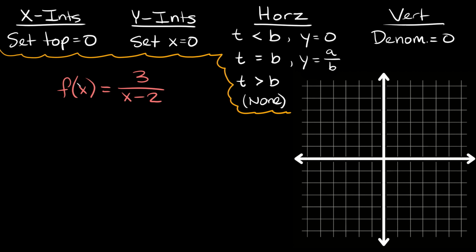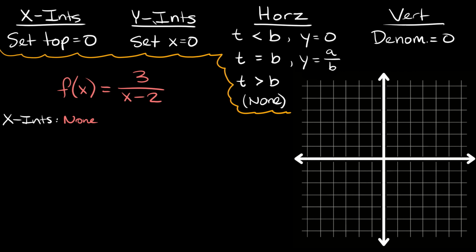So here, first, we have f of x is equal to 3 over x minus 2. First of all, let's find the x-intercepts of this rational function. In order to do that, all you have to do is set the top, the numerator, equal to 0 and solve for your x terms. Here, in this numerator, we don't have any x terms, so there's nothing to solve for. Since we don't have any x terms, that means there are no x-intercepts, all right? So for our x-intercepts, we'll simply say that we have none.